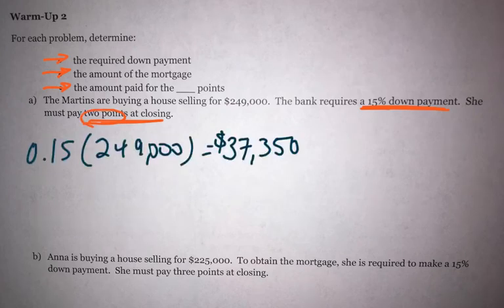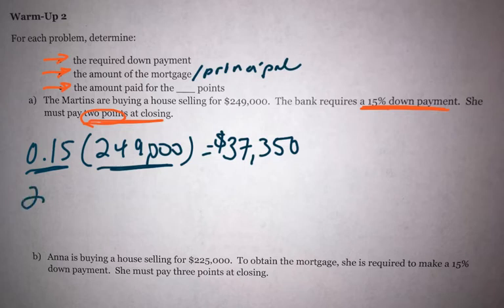To find the down payment, we take 15% of the cost of the house and we multiply those together. So then we get that the down payment needs to be $37,350.